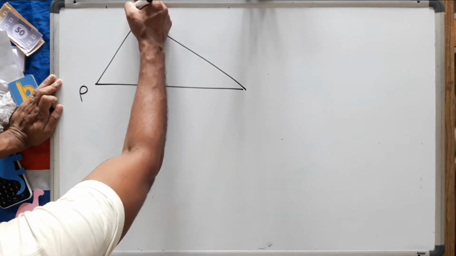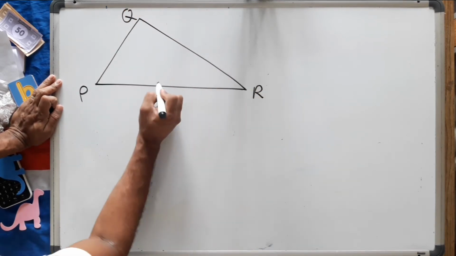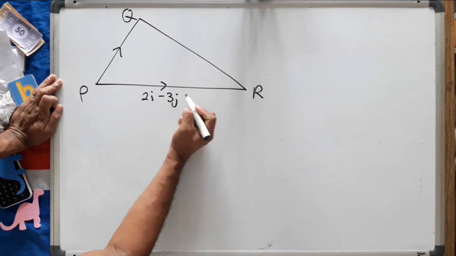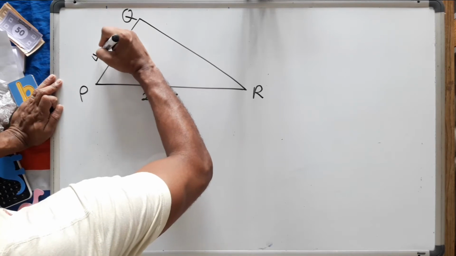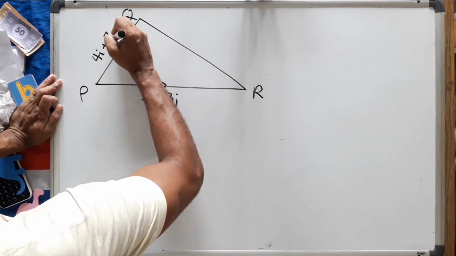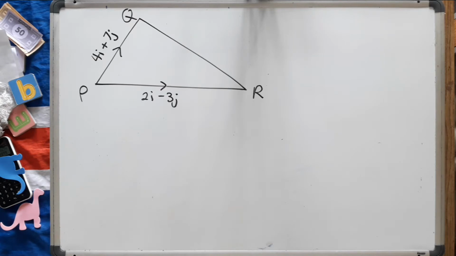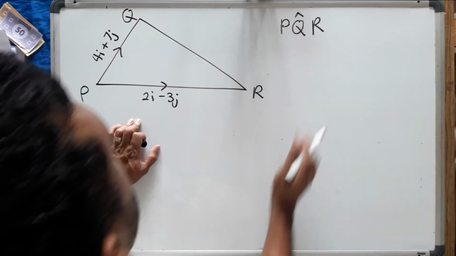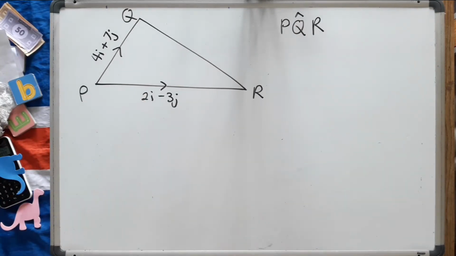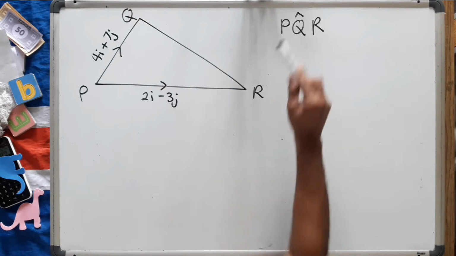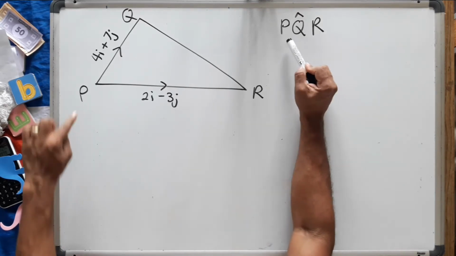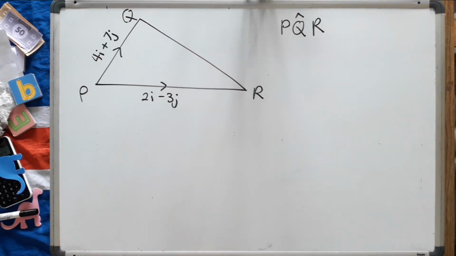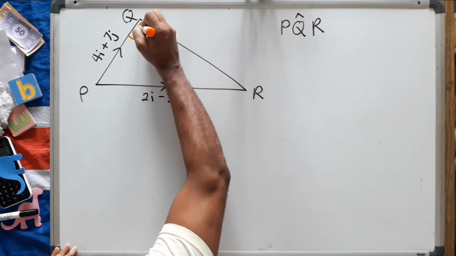Let's say here's P, Q, and R. Let's say this is 2i minus 3j, and this is 4i plus 7j. And the examiner asks you to find the angle PQR. Which angle are they asking us to find? Let's trace the three letters, P to Q to R. P to Q, and then we journey to R. It's always the middle letter. So they're asking us to find this angle here.